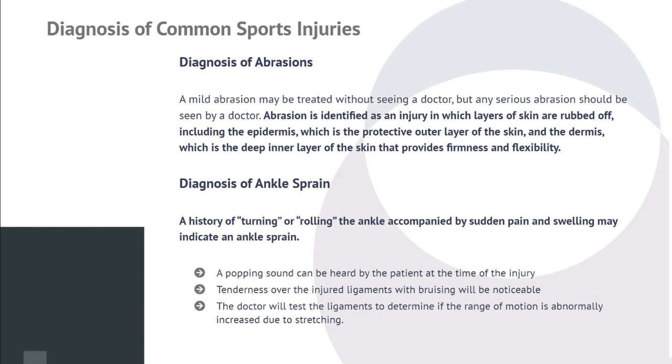Diagnosis of ankle sprain. A history of turning or rolling the ankle accompanied by sudden pain and swelling may indicate an ankle sprain. A popping sound can be heard by the patient at the time of the injury. Tenderness over the injured ligaments with bruising will be noticeable. The doctor will test the ligaments to determine if the range of motion is abnormally increased due to stretching.